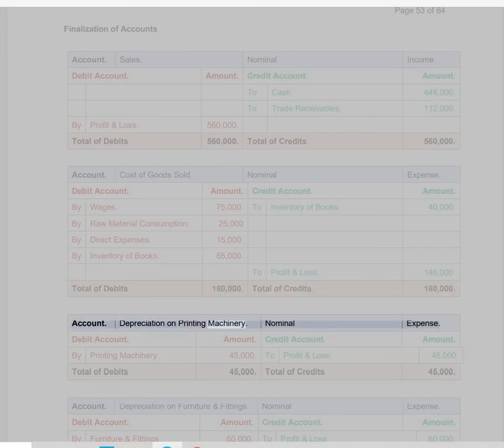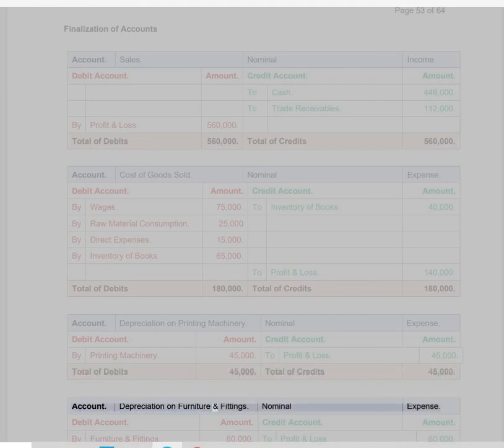Account: depreciation on printing machinery. Nominal expense. Debit account, amount. Credit account, amount. By printing machinery, 45,000, to profit and loss, 45,000. Total of debits 45,000. Total of credits 45,000.